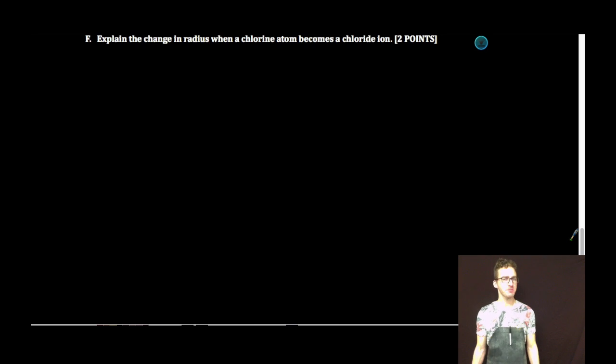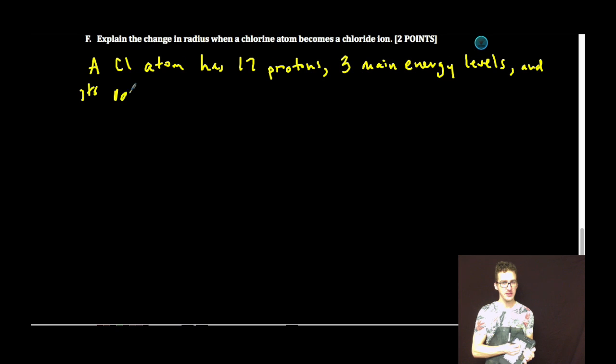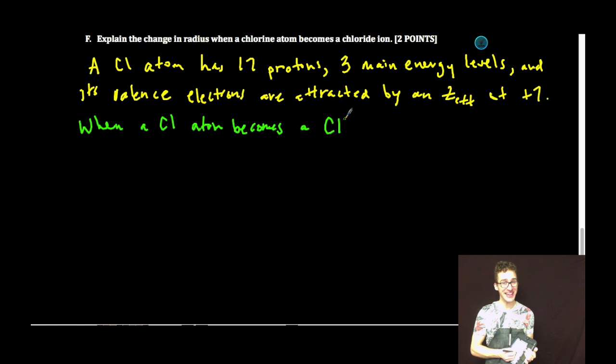Part F. Explain the change in radius when a chlorine atom becomes a chloride ion. A chlorine atom has 17 protons, 3 main energy levels, and its valence electrons are attracted by an effective nuclear charge of +7. When a chlorine atom becomes a chloride ion, it gains an extra electron.